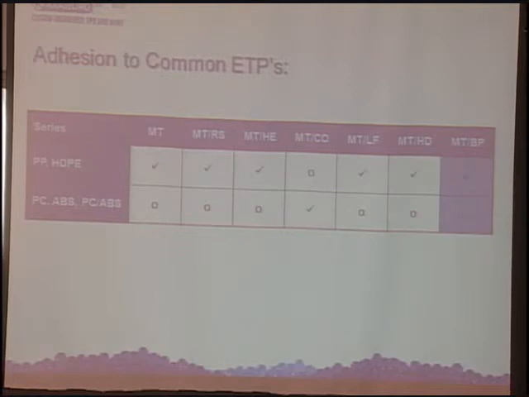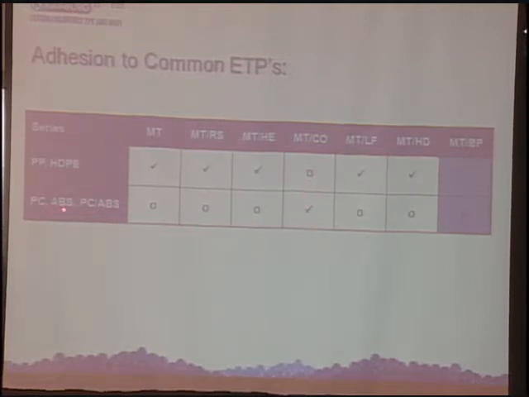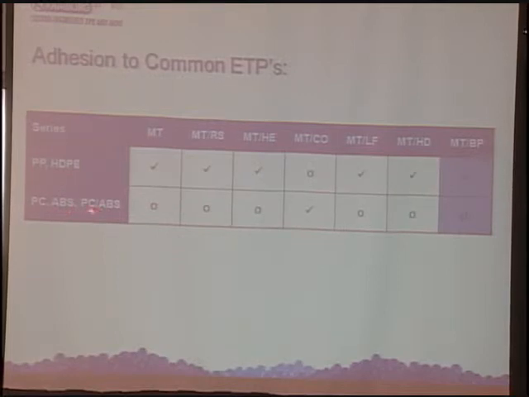Here is the summary of the adhesion of the materials to different thermoplastics. Conventionally, they are good for the PP or HDPE material, and then in this series, they can be overmolded to the PC, ABS, or PC/ABS.